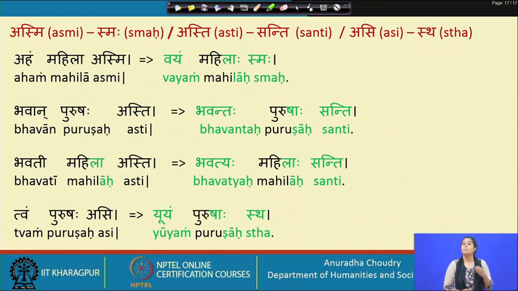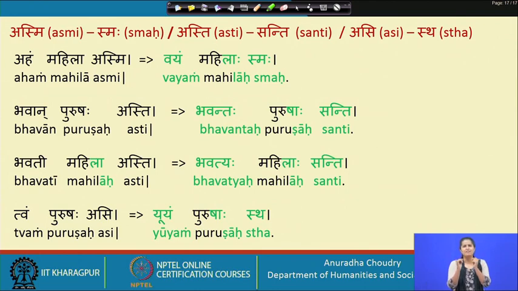So we have bhavati mahila asti. So bhavati mahila asti will become bhavatyaha mahilaha santi. Bhavati chhatra asti will become bhavatyaha chhatraaha santi.